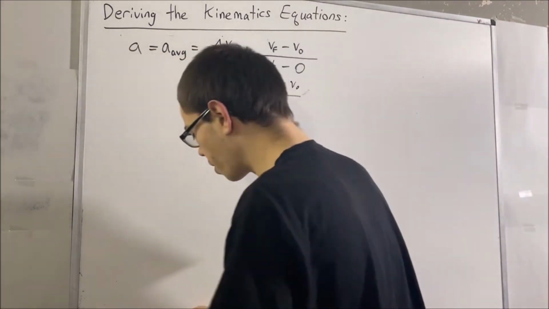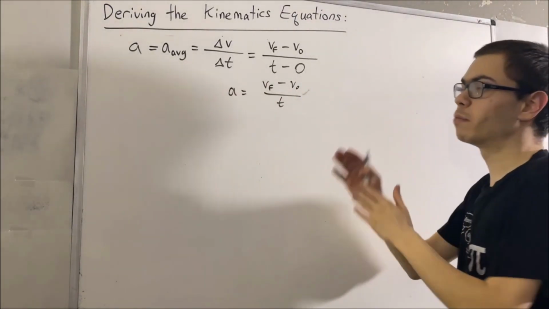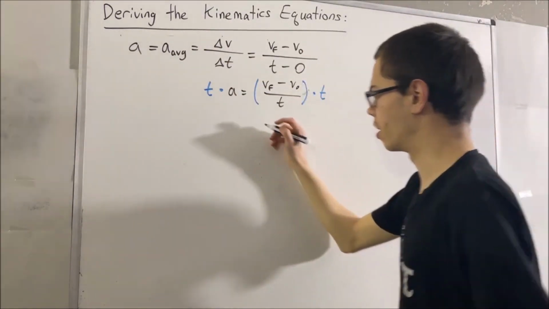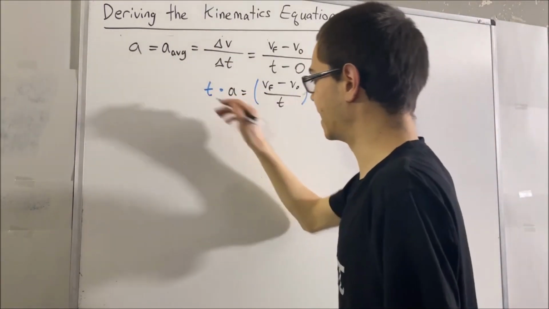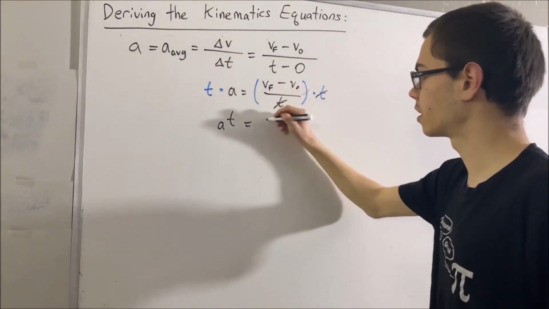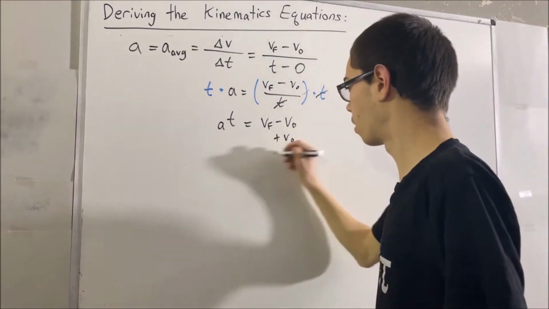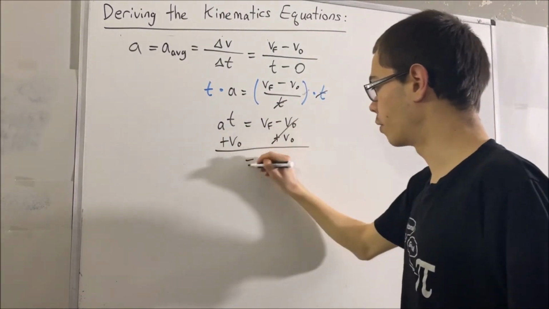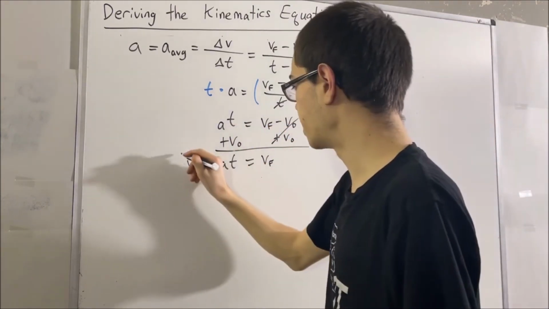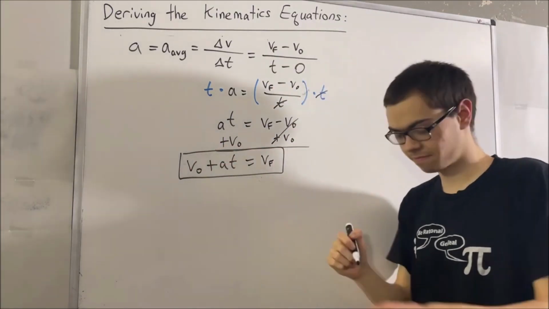Okay, and so at this point, we're just going to perform some algebraic manipulation. I'm going to start by multiplying t on both sides. And in doing so, on the left side we have at. On the right side, the t's cancel out and we're left with Vf minus V naught. And next, I'm just going to add V naught on both sides. V naughts go away, and we are left with Vf is equal to V naught plus at. And so as you can see, we have derived our first kinematics equation.